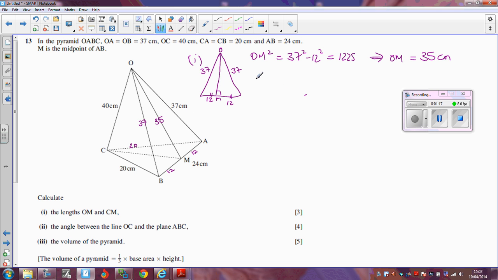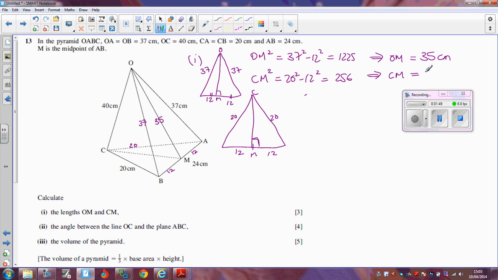Okay, next thing it asks me for is CM. Now in order to work out CM, I'm going to draw the base triangle. So here we have C, there's M, which is exactly in the middle. So again, that's 12 and that's 12, and these are both 20. And again, this straight line here, CM, there we have a right angle. So again, CM squared is going to be 20 squared minus 12 squared. So 20 squared minus 12 squared, which comes out as 256. And if we find the square root of that, we find that CM is 16 centimeters. So this distance here is 16.